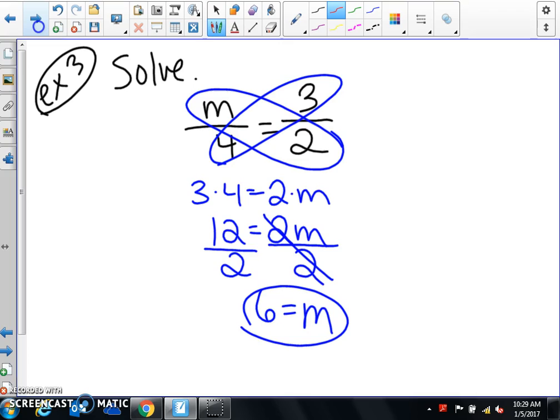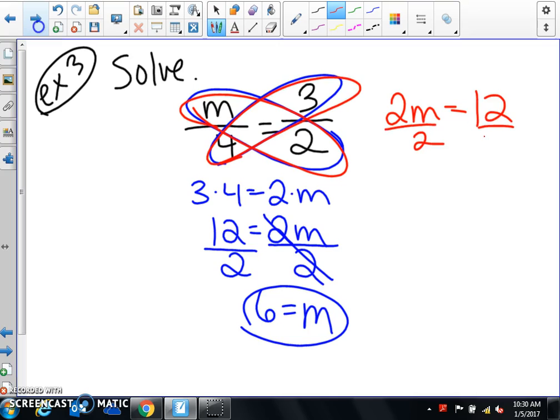Now, sometimes people ask me, well, Miss Beck, I went this way first and said 2 times m is 2m, and 4 times 3 is 12, and then I divided by 2, I got the same answer. Well, yeah, absolutely. It doesn't matter which diagonal you do first, you're going to come out with the same answer.